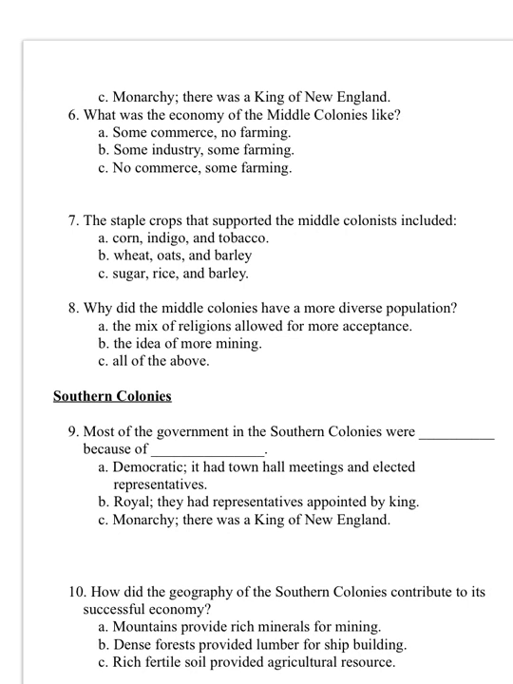Number 7, the staple crops that supported the middle colonists included A, corn, indigo, and tobacco, B, wheat, oats, and barley, or C, sugar, rice, and barley. So which one of these were staple crops that supported the middle colonies?